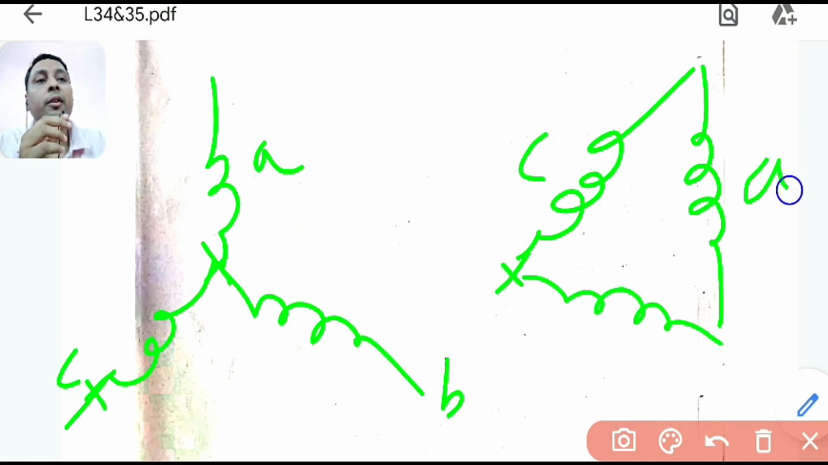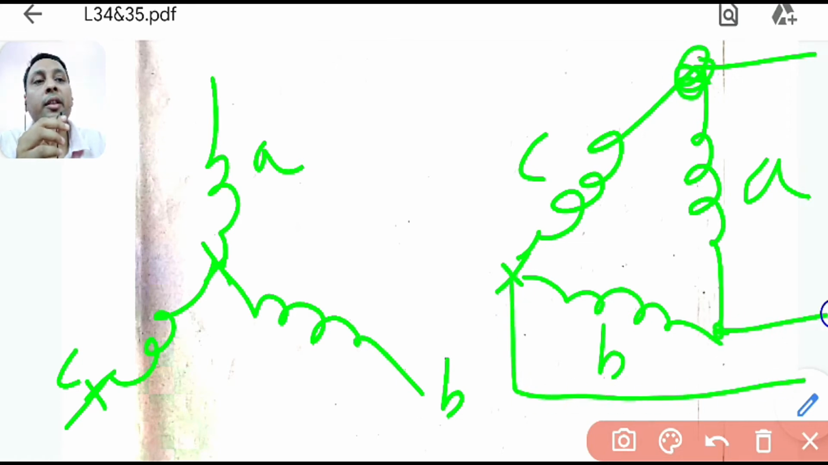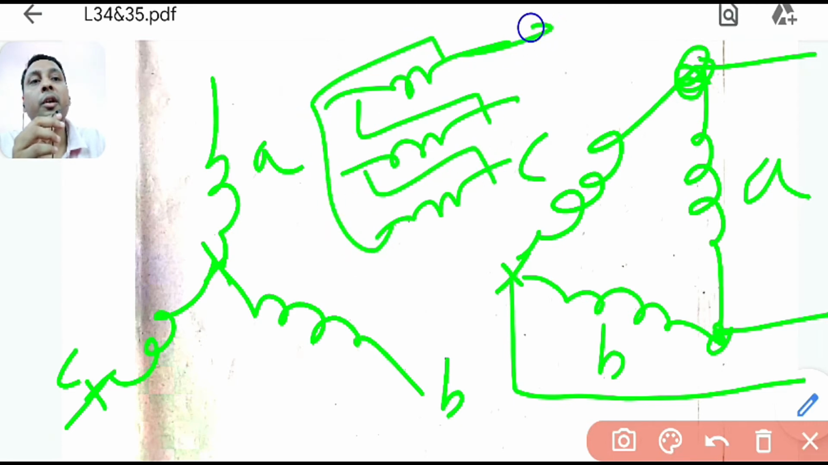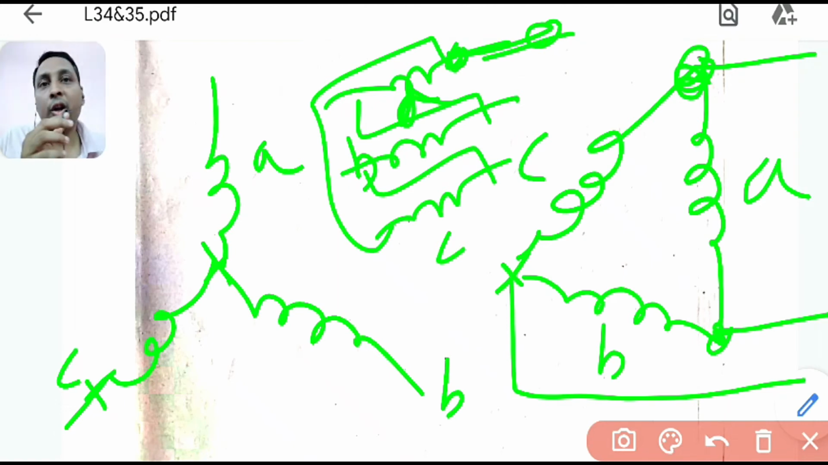Then B is here. Now you can see if I take this terminal out, A and C are connected. And if I take these two, B and A. You remember the earlier connections? This was my physical connection. So this is the standard connection. This terminal is A and C. You can see this is C, this is B, and this is A. So you can see A and C are connected here. Okay, now you have got the idea how to draw this connection.